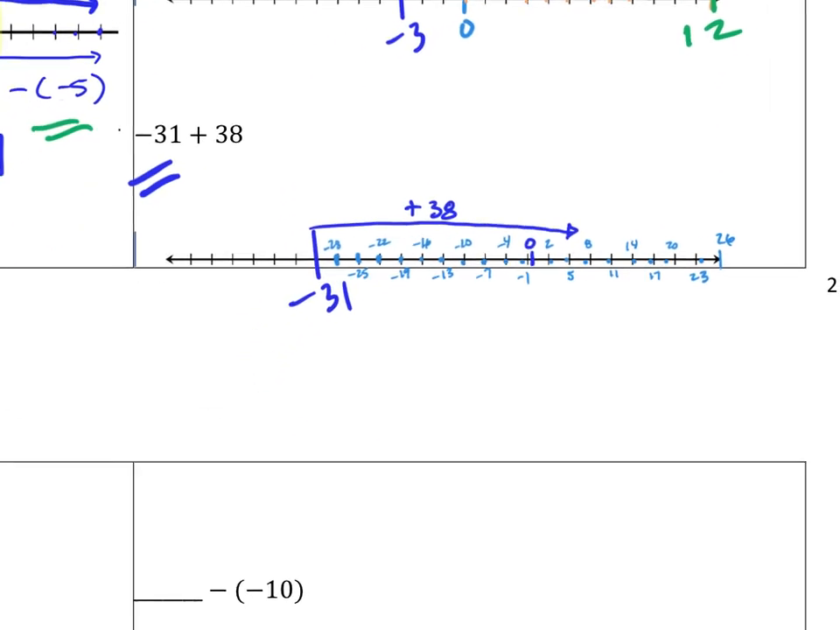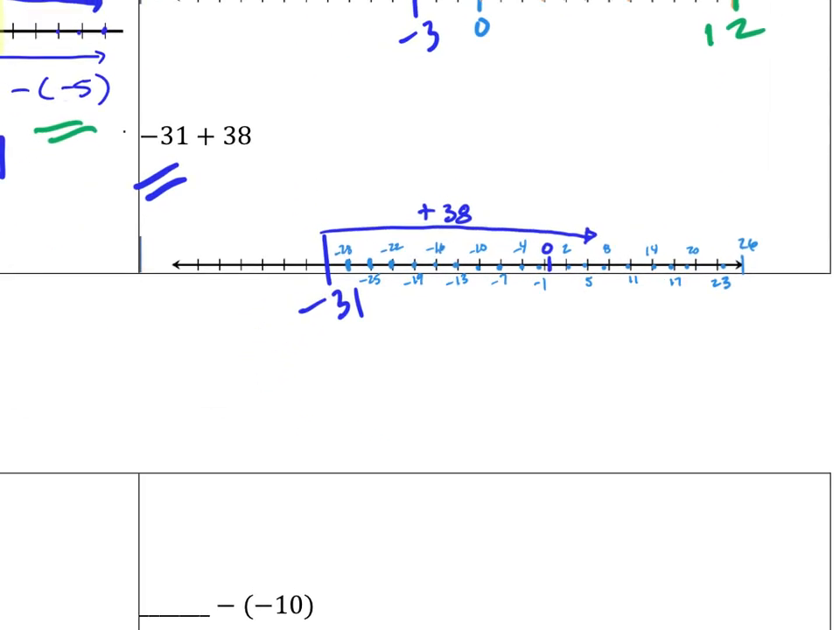If I'm adding +38, it doesn't matter where you start. If you add +38, you go to the right. Now I start at -31, which means it takes 31 just to get to 0, right? That's how long it's going to take me just to get to 0. I'm going to go 7 more. So that's going to land on +7.